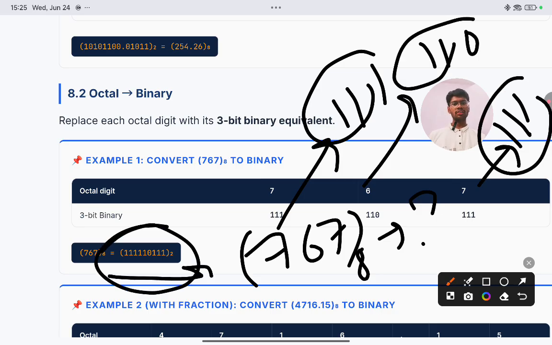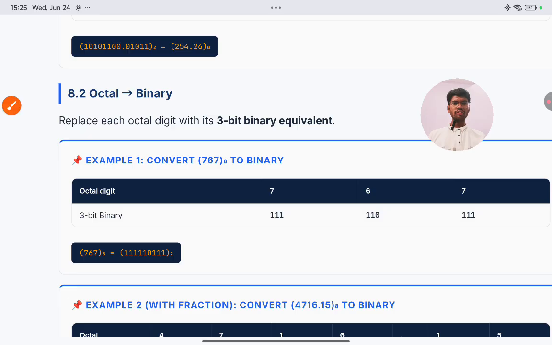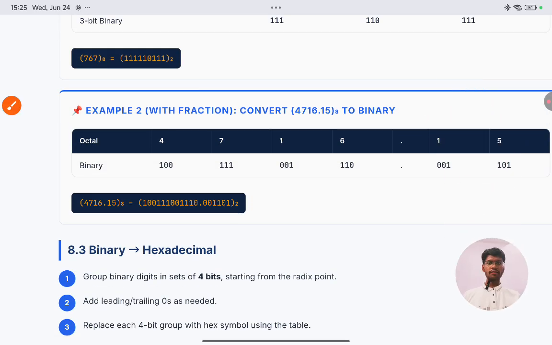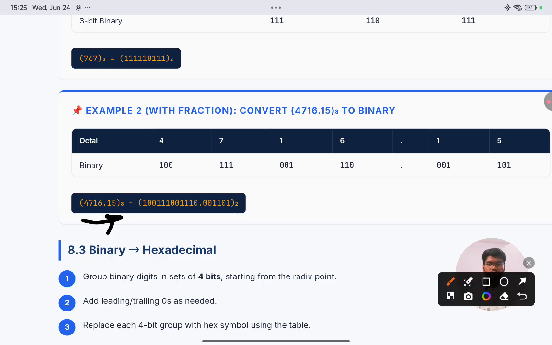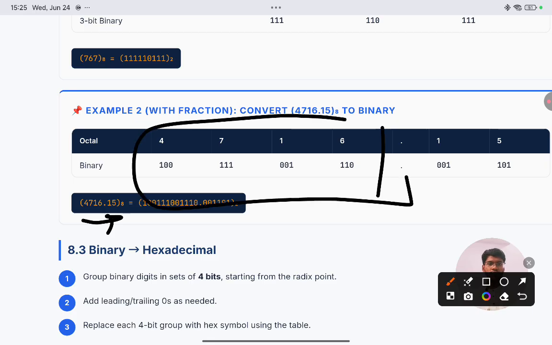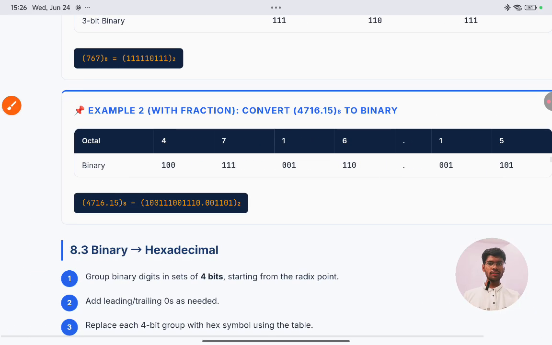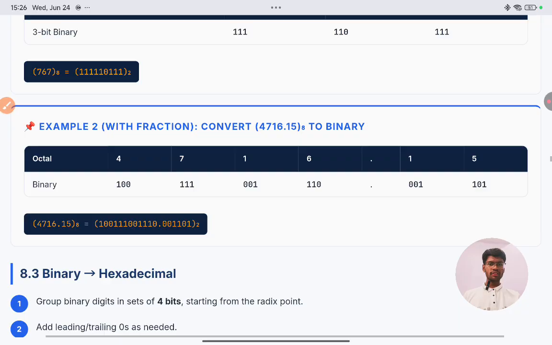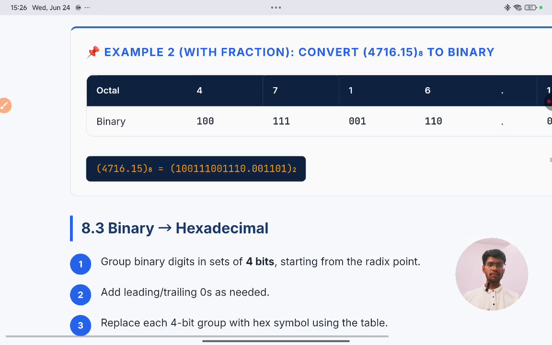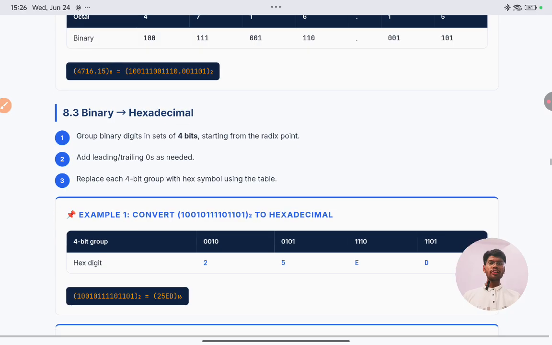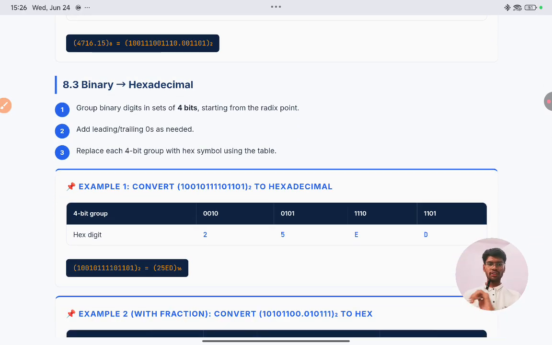This becomes easy. If a fraction or floating part is there, how do we convert it? The integer part remains the same, write the same part. And for 1 and 5 in the fraction, 1 is 001, write it, and 5 is 101, write it. Put a point here and write this part. So that completes binary to octal and octal to binary.